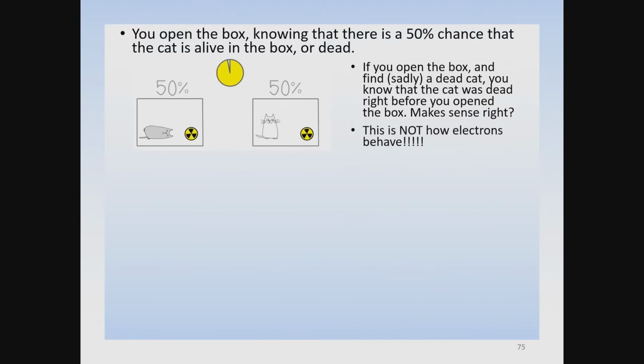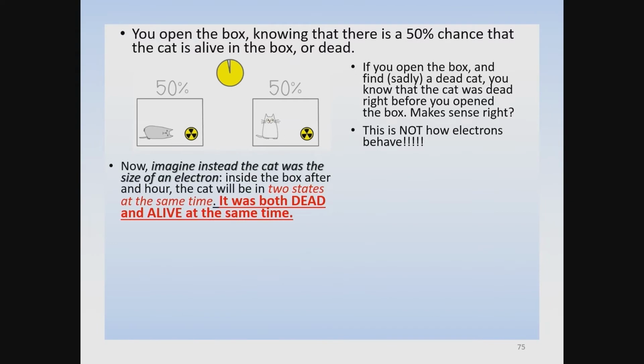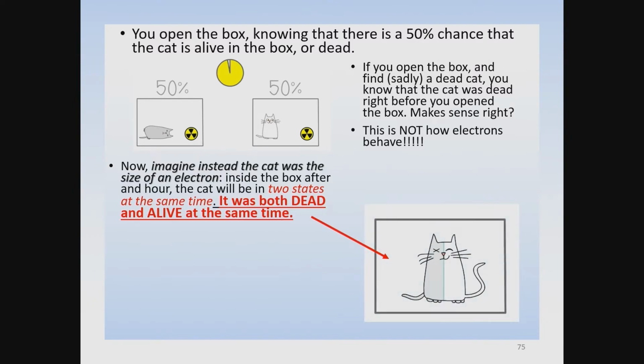This is not how electrons behave. Now let's pretend that our cat is the size of an electron. What would the cat be like in the box before you pulled it out? Well, it wouldn't be either alive or dead. Instead, it would be alive and dead at the same time. It would occupy these two states at exactly the same time. It would be sort of a mixture of liveness and deadness.